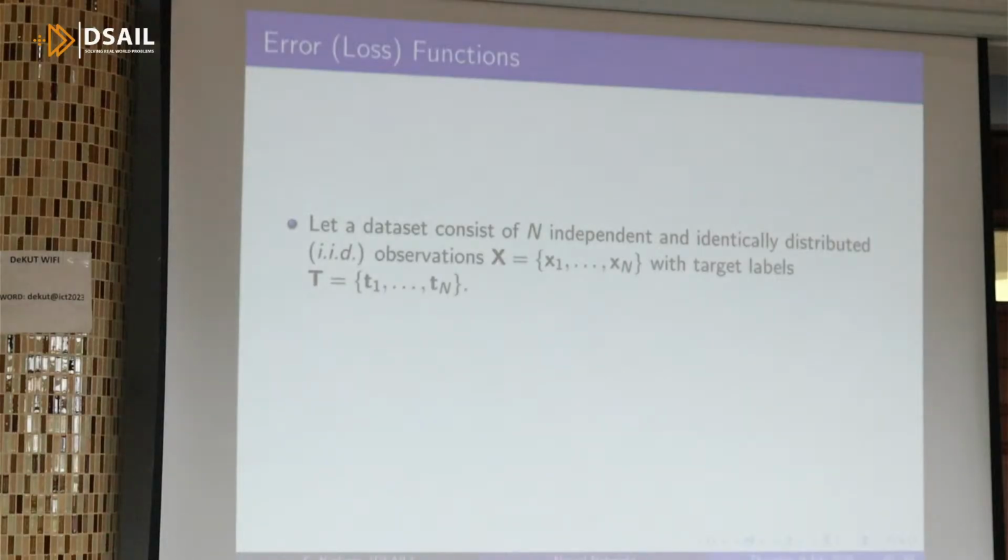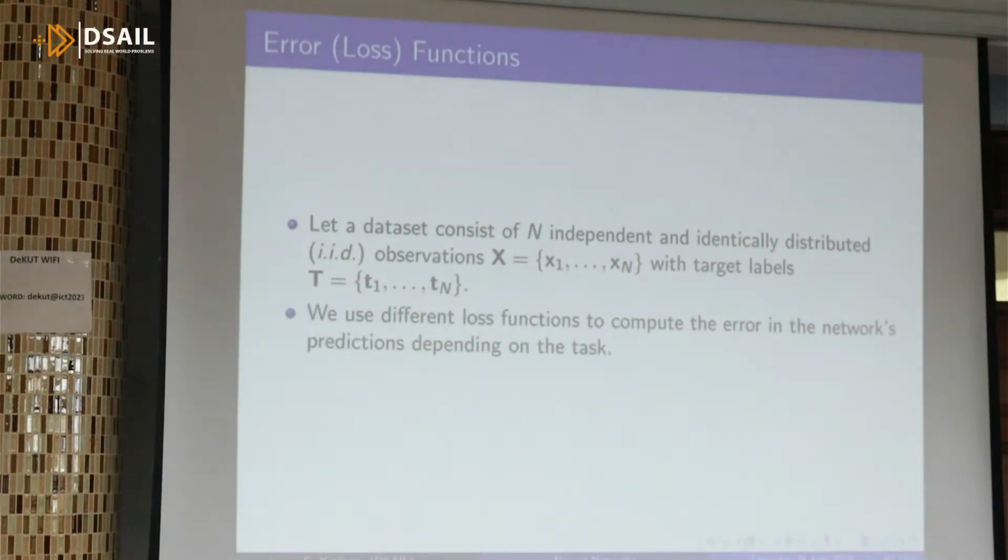Anyway, loss functions. Suppose we have a data set that has n independent and identically distributed observations x. So x is like a matrix, isn't it? Because you can see that inside it we have these vectors with target labels t. We use different loss functions to compute the error in the network's predictions depending on the task. You can use neural networks to perform a wide variety of tasks. You can do regression with neural networks, you can do classification with neural networks.